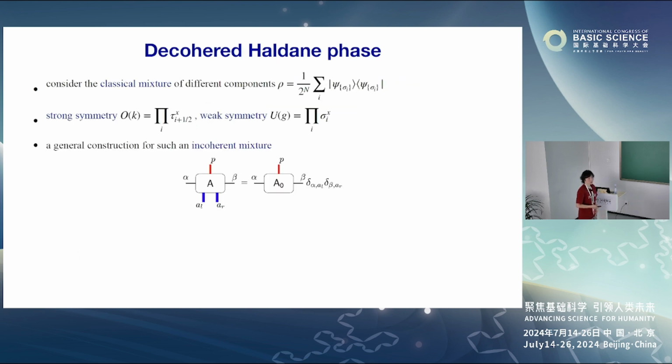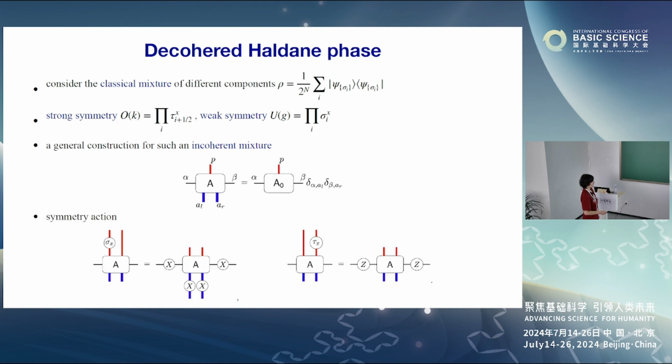The idea to go to the ASPD phase is to extend this tensor structure so we have some other additional legs for the inner indices. And we can construct the classical mixture of the different components. Then the density matrix satisfies this strong symmetry and this weak symmetry. Use the trivial extension of the group structure.